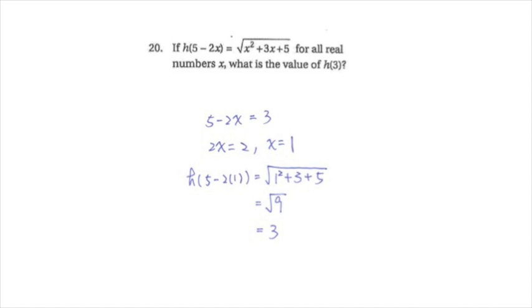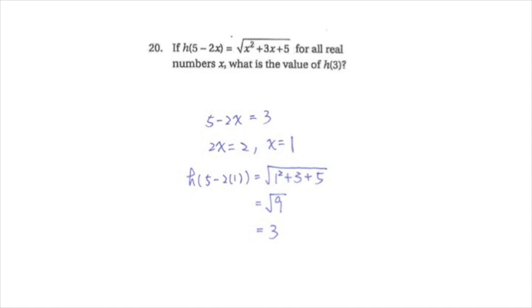Question 20. It says h of 5 minus 2x equals the square root of x squared plus 3x plus 5. We're asked to find h of 3. So first we need to find out what value of x will make 5 minus 2x equal to 3. So 5 minus 2x equals 3, 2x equals 2, and x equals 1.